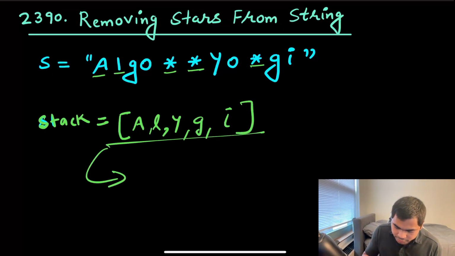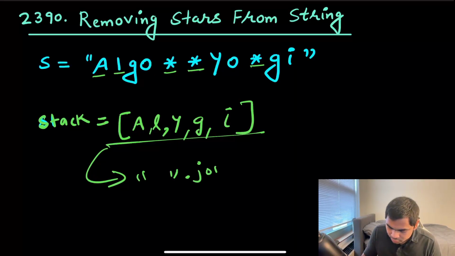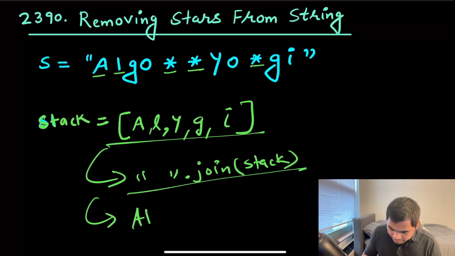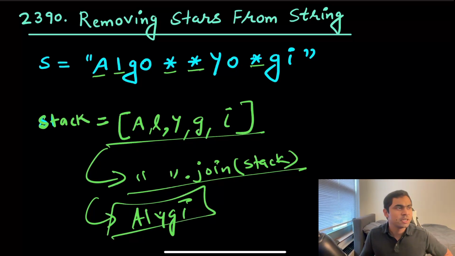This is what you will return. This is an array you have, so you'll join this by the delimiter empty string. This is a function in Python. This should return us LG. We just converted AlgoYogi to LG. Alright, so we perfectly understand the solution.